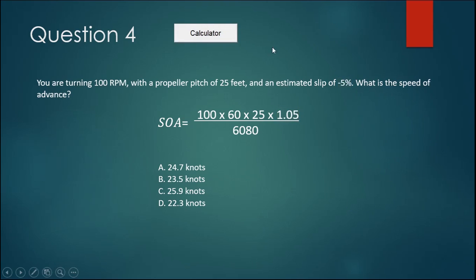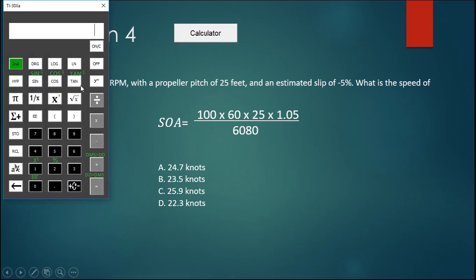And then from there, we just use our calculator and calculate our answer. We come up with 25.9 knots. So it looks like our answer will be C.